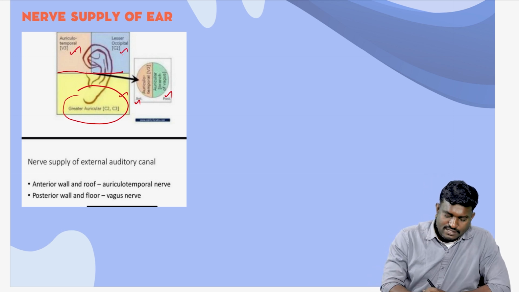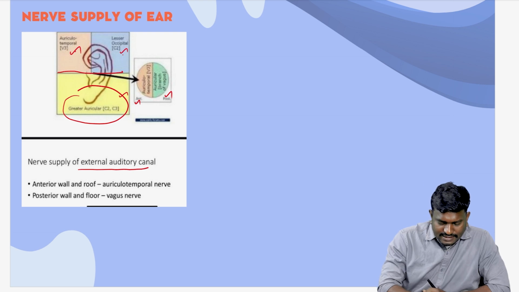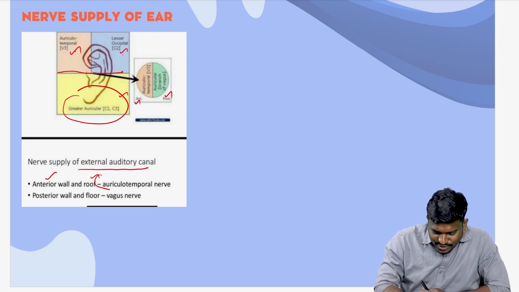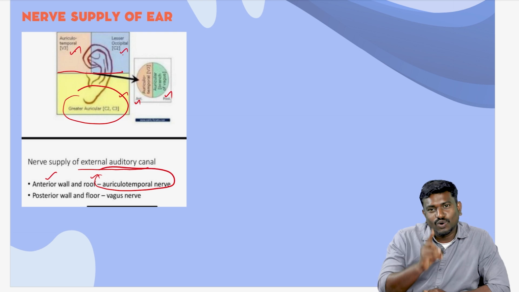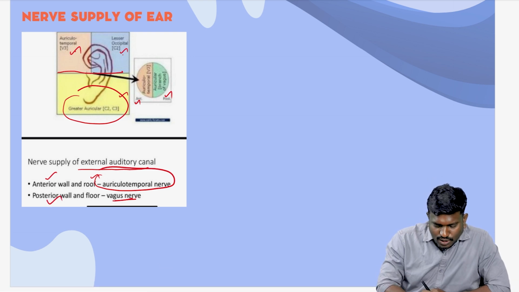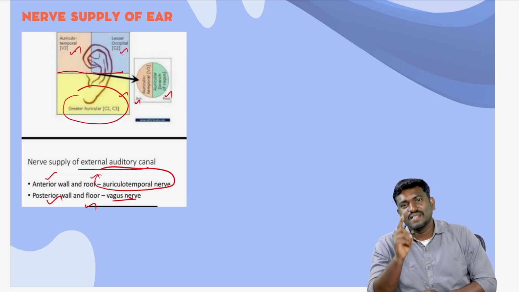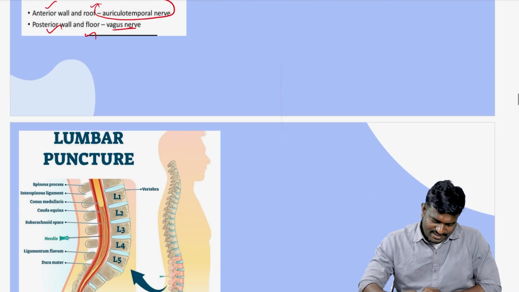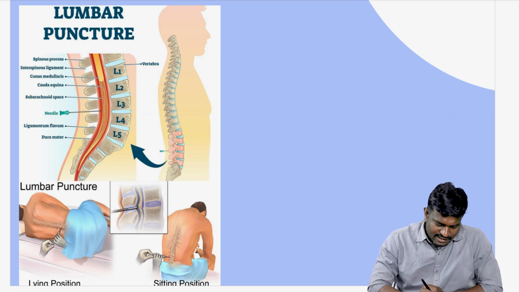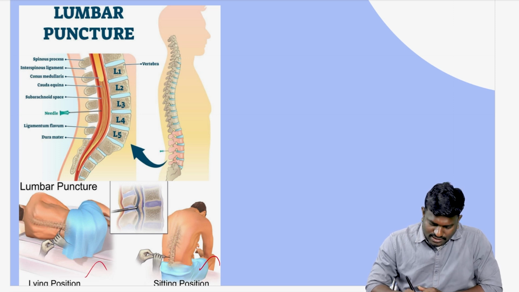Very good. Let's look into the nerve supply of the external auditory canal. The anterior wall and the roof is supplied by what? Auriculotemporal nerve, and the posterior wall is supplied by vagus nerve. Posterior wall and the floor is supplied by the vagus nerve. Good. Lumbar puncture, it could be either done in lying position or sitting position.